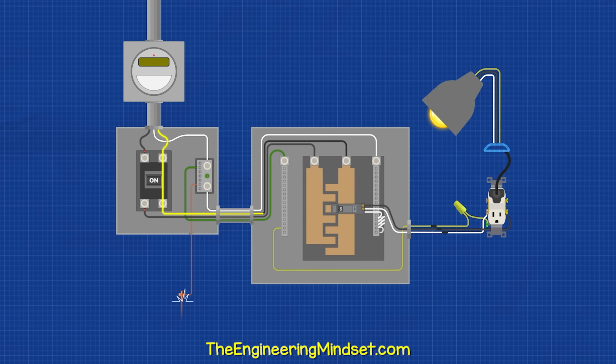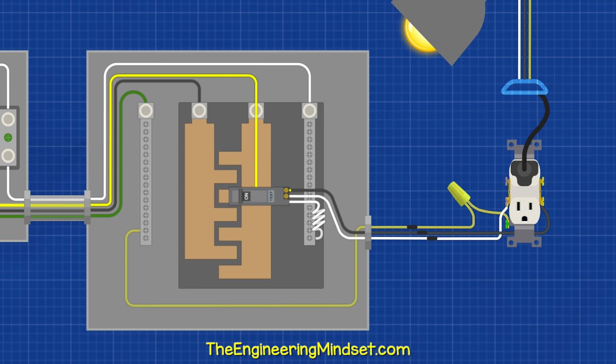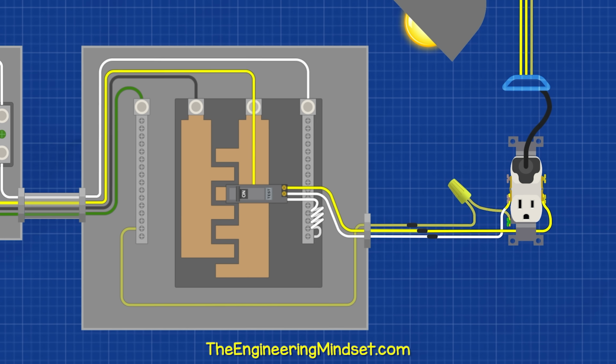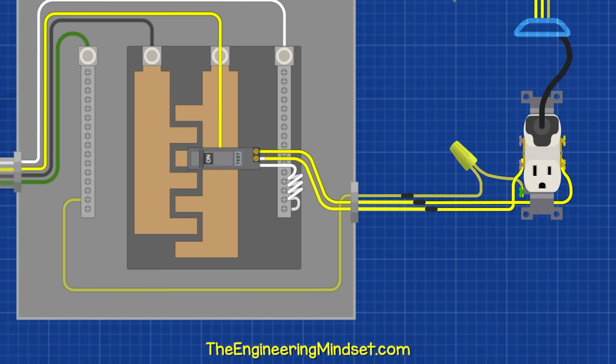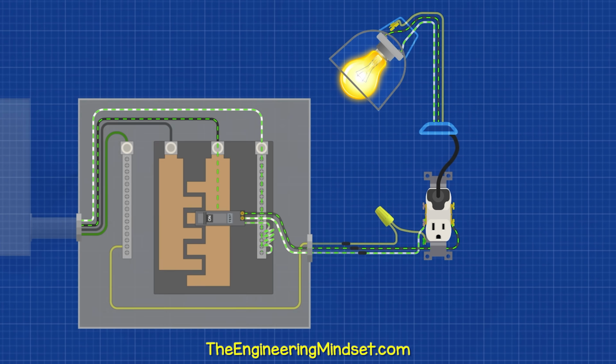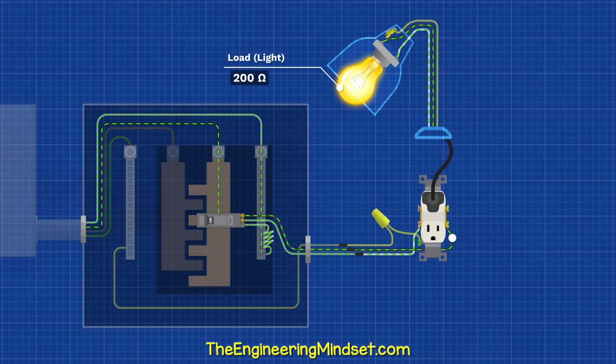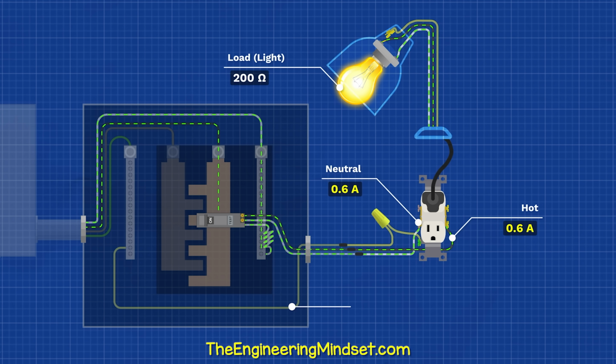With this design, the current now flows through the breaker on the hot wire, through the circuit, and then back to the breaker via the neutral wire. It passes through the breaker and into the neutral bus bar, then back to the source. Under normal operation, the current on the hot wire should be the same as the current on the neutral wire, so the breaker will remain active.